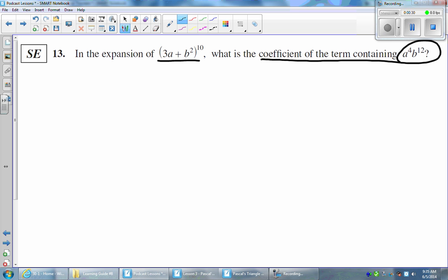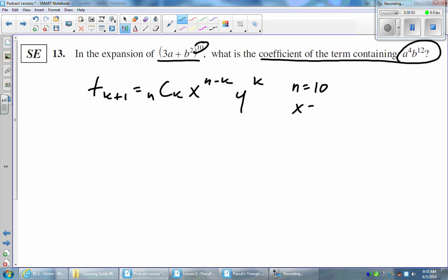Once again, the general term formula on the formula sheet is t_(k+1) = n choose k, x^(n-k), y^k. Before we plug things in, we need to find the values for n, k, x, and y. For n, that is just the binomial expansion exponent, and we are expanding up to 10. For x, that's the first term in the binomial, which is 3a. For y, that's the second term, which is b^2.